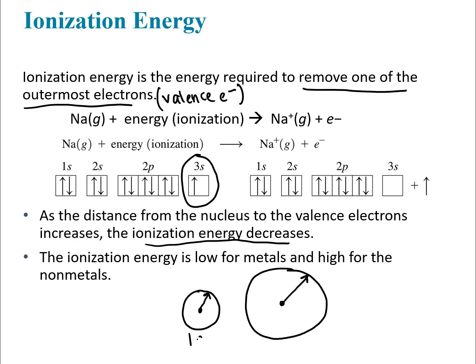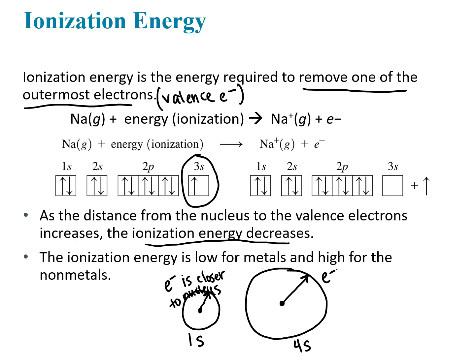Let's say that this is energy level 1s and this is 4s. Look at the radius of the circle for the 1s. It's pretty small. So that means that the electron is closer to the nucleus. So it's going to be attracted a little bit more.